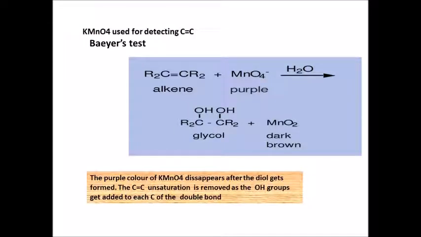In the next reaction, as we saw, KMnO4 reacts with alkenes or with carbon-carbon double bond compounds, and in presence of water it gives glycol or a diol and a dark brown MnO2 precipitate. Now this is called Baeyer's test. It is used to detect presence of any unsaturation in any organic compound because the color of KMnO4 will then disappear because it has already added across the double bond in the form of OH groups.